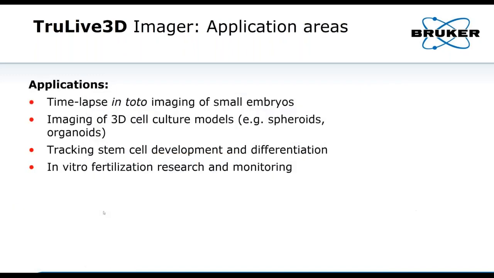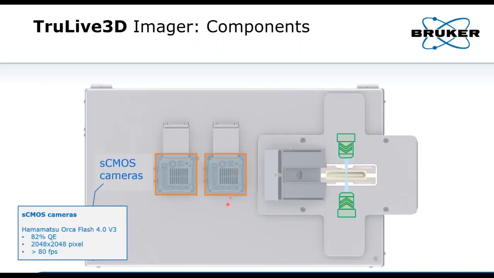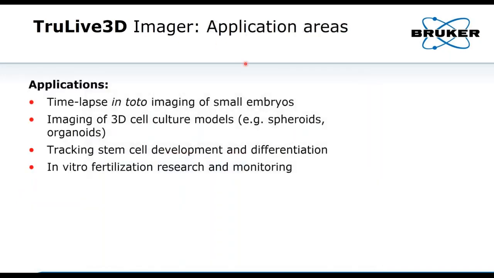The whole detection scheme is again the same. We are imaging with 2 spectral channels with Hamamatsu Orca Flash cameras. Applications are time-lapse and total imaging of small embryos, as said, 3D cell culture models, spheroids, organoids. That is something for which the system is really very well suited. You can track stem cell development and also look at in vitro fertilization.